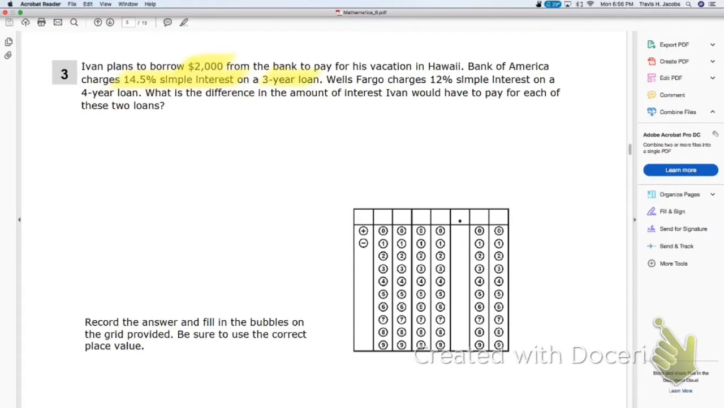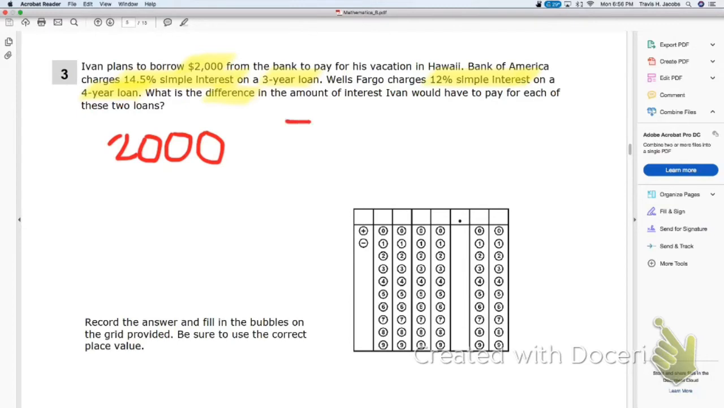3-year loan. Wells Fargo charges 12% simple interest on a 4-year loan. What is the difference in the amount of interest he would have paid on each of these two loans? Okay, so he has $2,000. That would be our principal. Now the principal is going to be the same for both, and it looks like we're using simple interest for both of them.